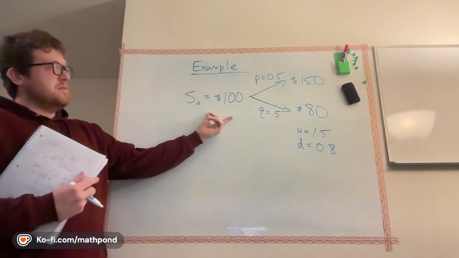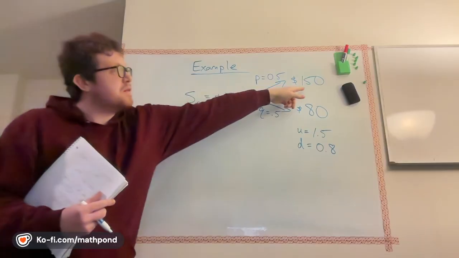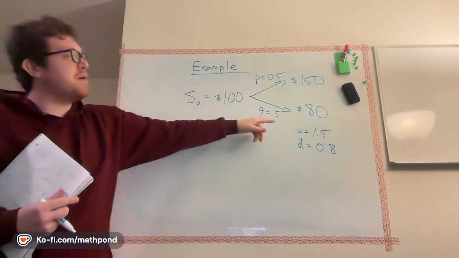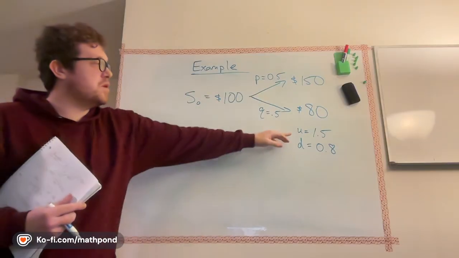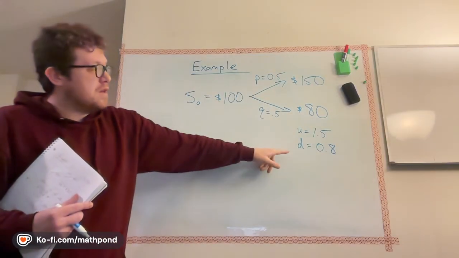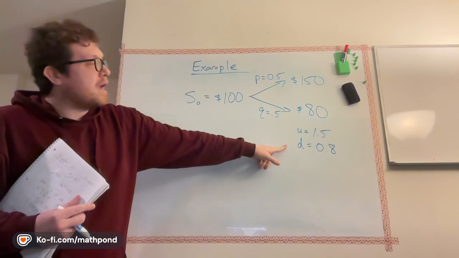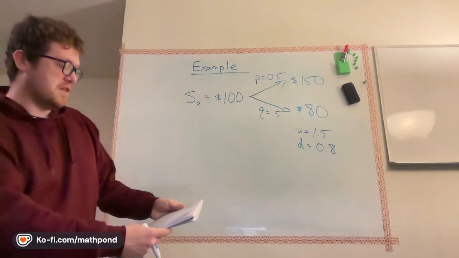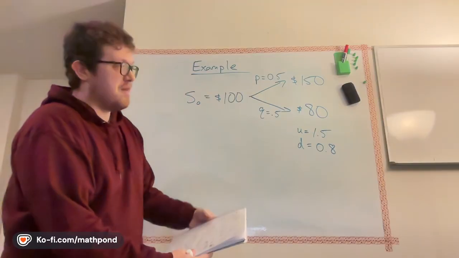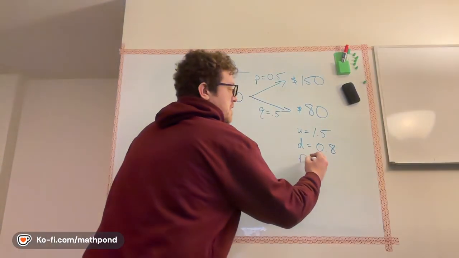$100 at the beginning. It can either go up 50% to $150, or it can go down to $80. So U is 1.5, D is 0.8. Let's just assume that the risk-free rate is 5%, just because that's a realistic number.